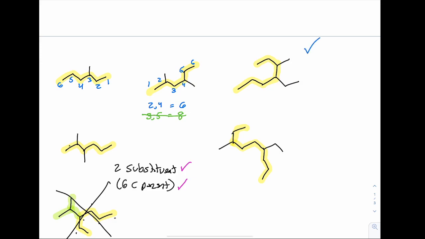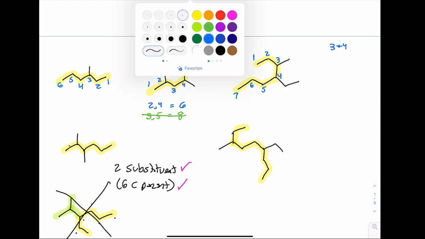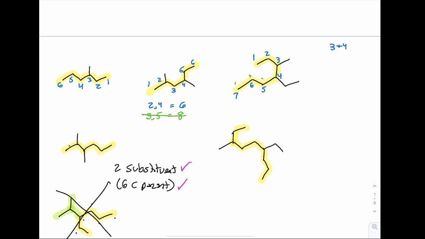So by next one, I'm just going straight across this one. So this one I'm going to start at the top. 1, 2, 3, 4, 5, 6, and 7. So my branches are on 3 and 4. If I went the other way, 1, 2, 3, 4, 5, 6, 7, they're on 4 and 5. That adds up to 9. This adds up to 7. That's the one I want, not that one.